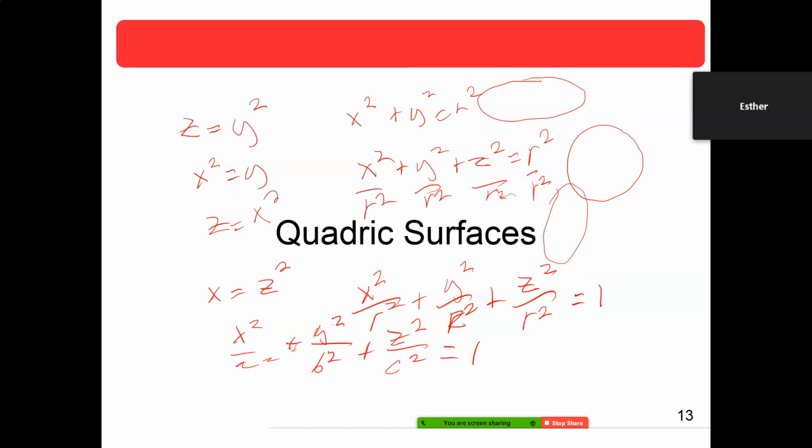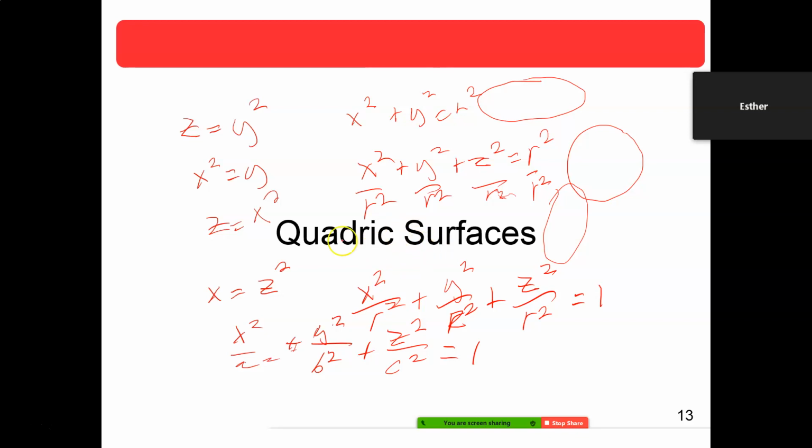So what are the keys for an ellipse? The signs are all positive, and all three variables are raised to the second power, but your denominators are not necessarily the same. Certainly if they are the same, it's a sphere. A circle is a special form of an ellipse. All circles are ellipses, but not all ellipses are circles.